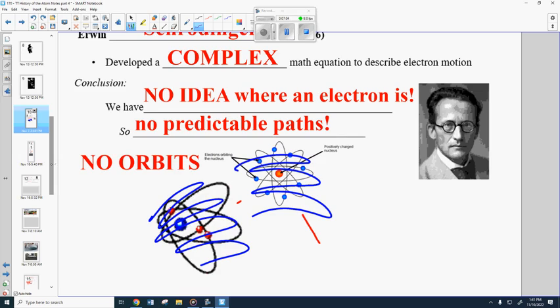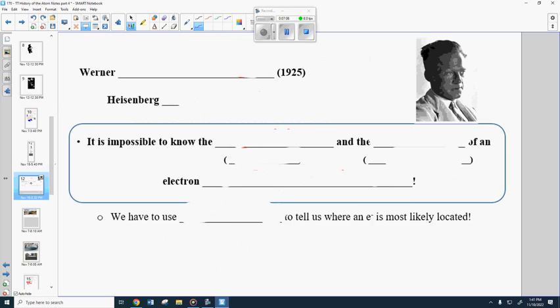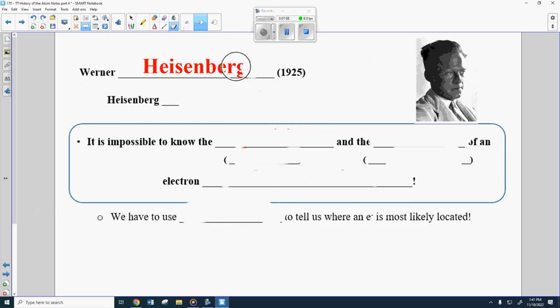Let's talk about our last guy here. We got Werner Heisenberg. He's where the nickname for the main character in Breaking Bad comes from. If you ever watch Breaking Bad, he calls himself Heisenberg. It's referring to this guy. He had the uncertainty principle.